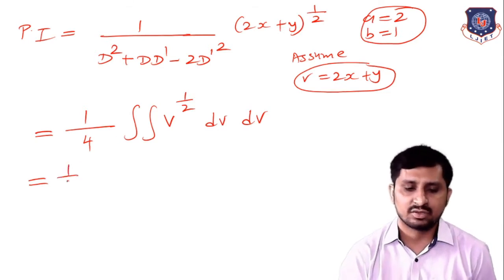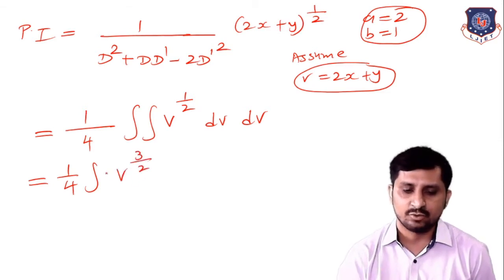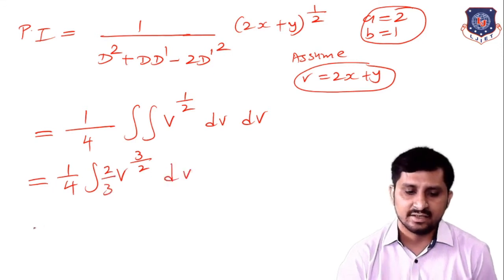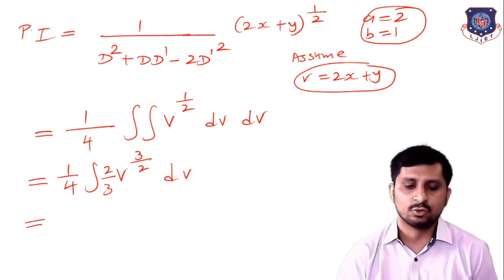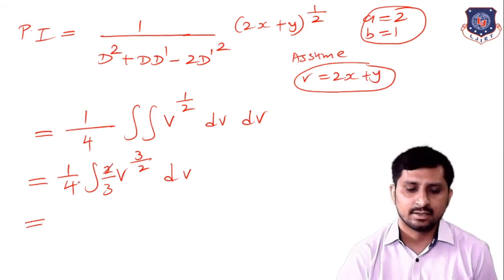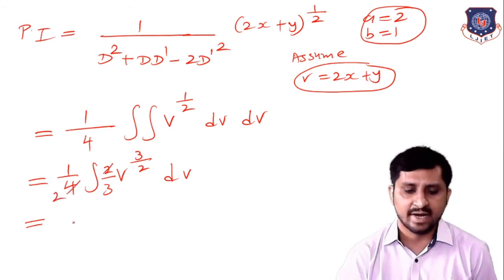So 1 by 4, the first integration of v raised to 1 by 2, that is v raised to 3 by 2 divided by 3 by 2. So I can write 2 by 3, dv. Now this is equal to, I can write here, 2 by 4, so 1 by 2. So now I have 1 by 6.